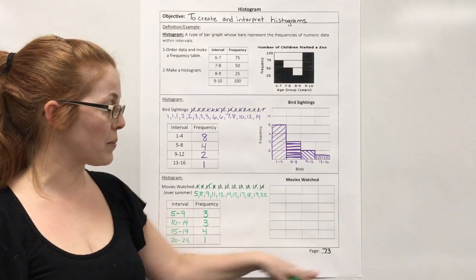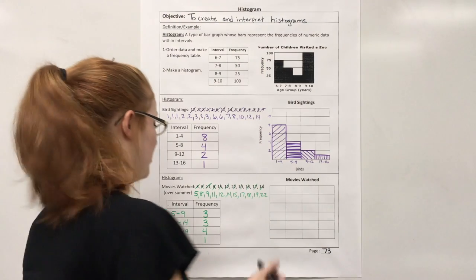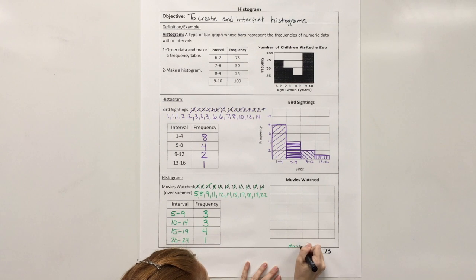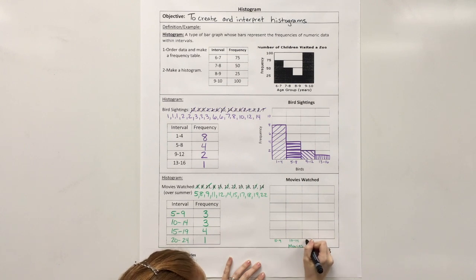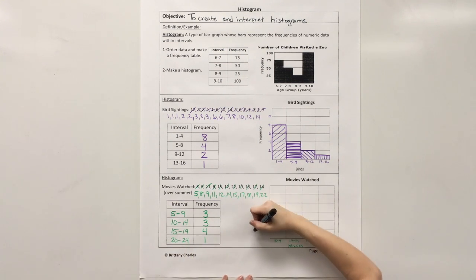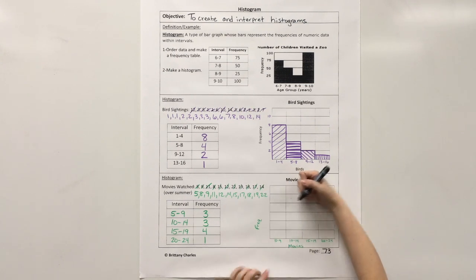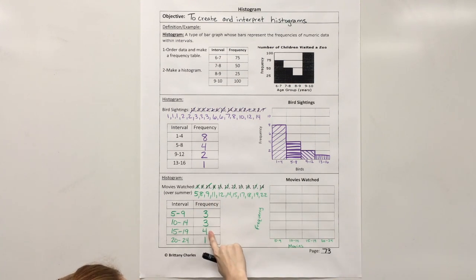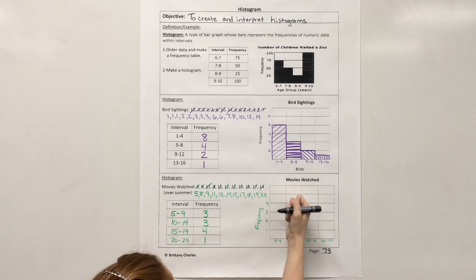Okay, so now I need to label my graph. On this side right here, I'm talking about movies watched. And this is my intervals, so 5 to 9 movies, 10 to 14, 15 to 19, 20 to 24. Over here would be frequency, or how many times I had a number in that interval. So if I look here, the highest number I have is 4, so I can count by ones then. 1, 2, 3, 4, okay?